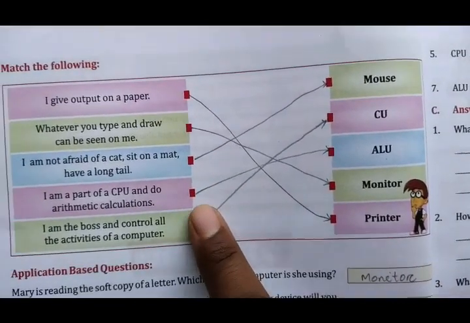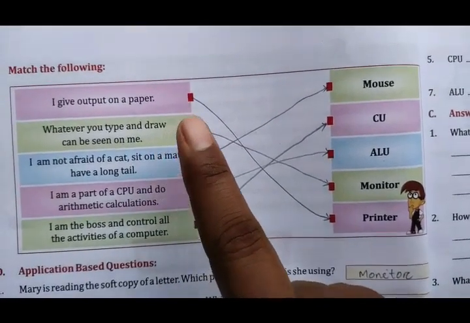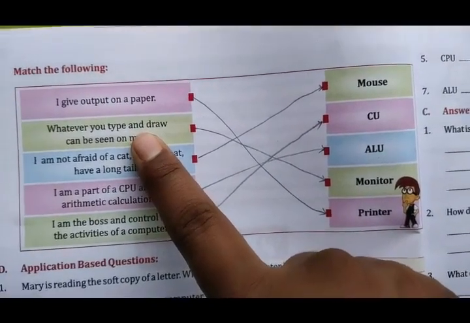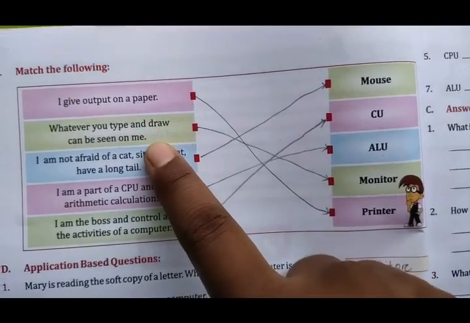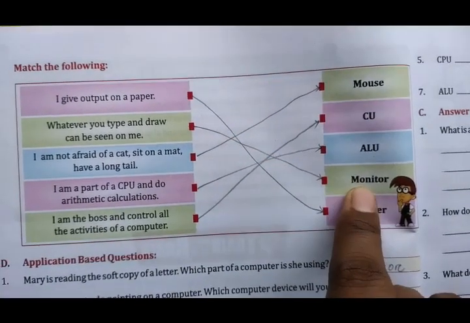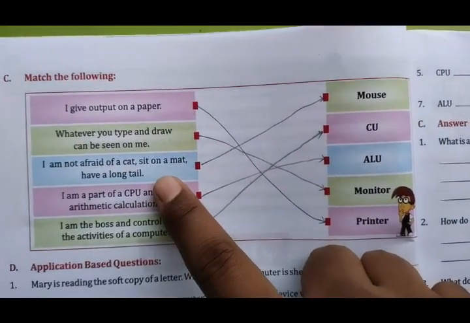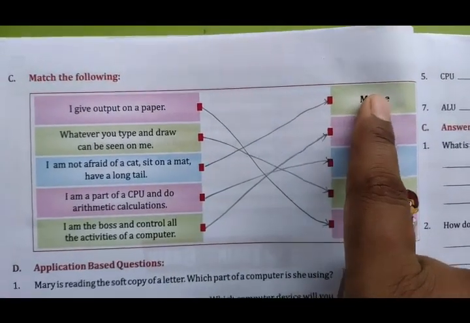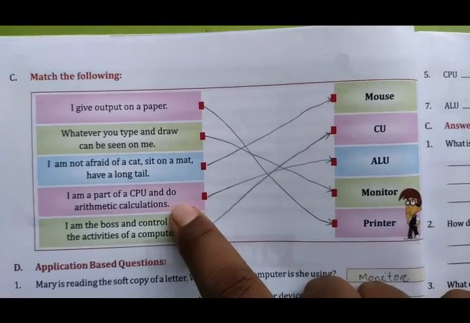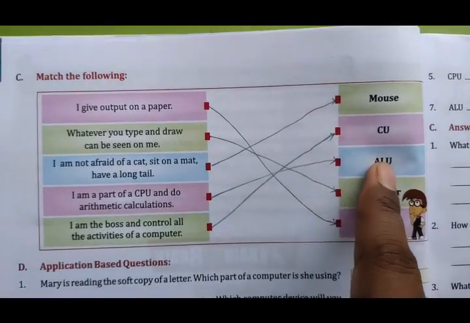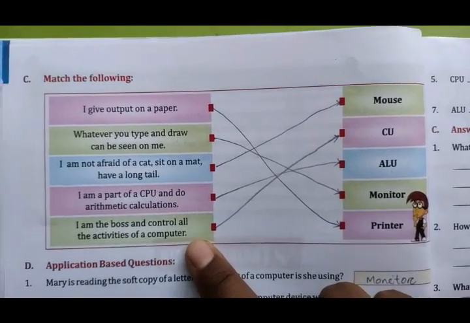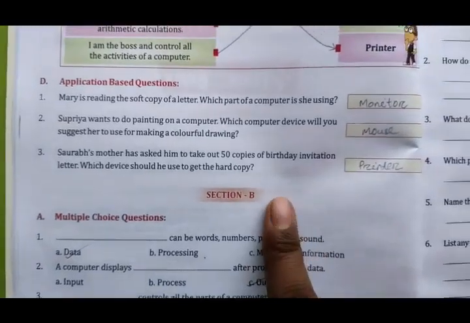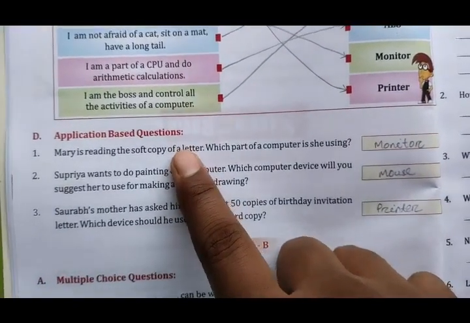Next, match the following. I give output on paper: printer. What you type and draw can be seen on me: monitor. I am not afraid of a cat, I sit on a mat, I have a long tail: mouse. I am a part of the computer and do arithmetic calculations: ALU. I am the boss and control all the activities of a computer: CU.